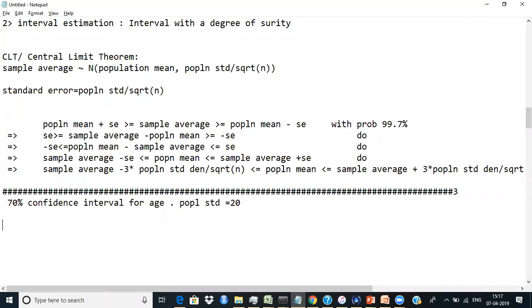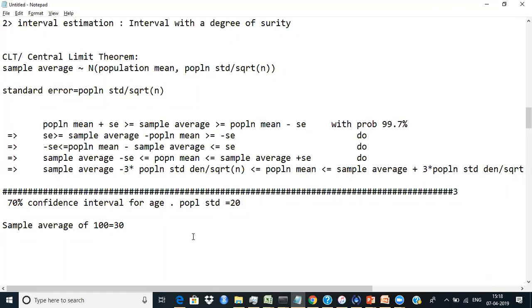Now what do you do? You go and collect a sample. Let's say the sample gives you a sample average of 30. Can that happen? Okay. Now, what do I do with this information? So I know this 30 is coming from a normal distribution which has a mean equal to the population mean and a standard deviation equal to 20 divided by the square root of my sample size. Say my sample size is 100, so 20 divided by 10.